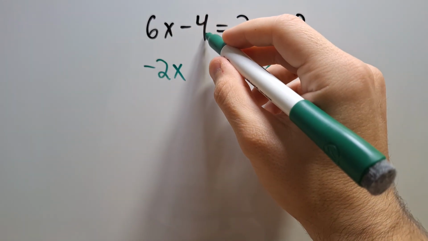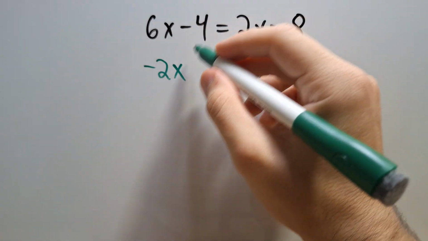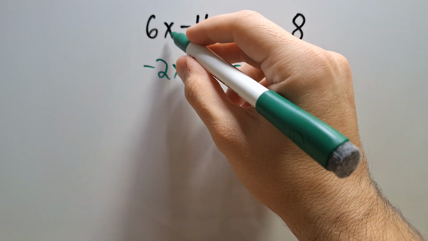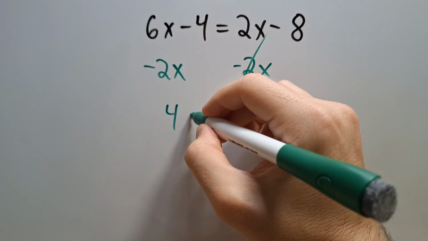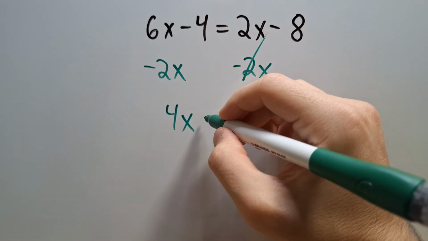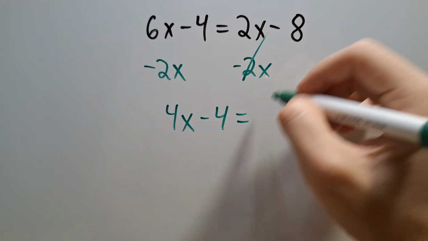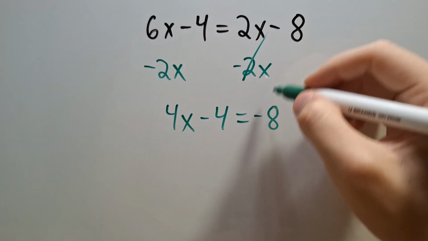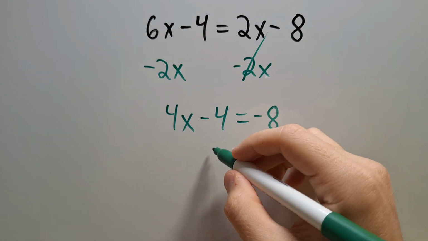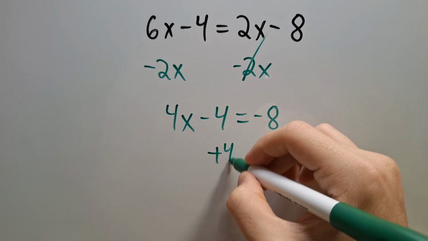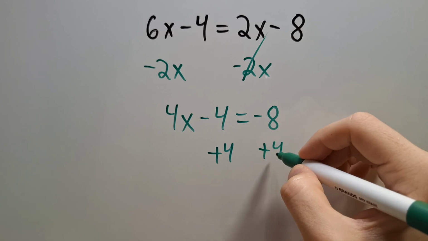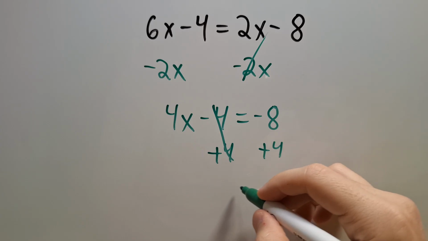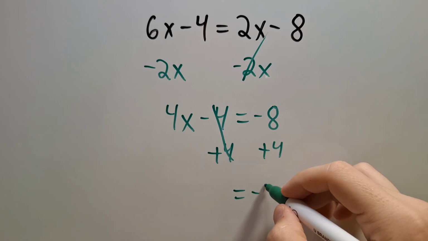Now remember, 4 and this negative 2x are not like terms, so we're only going to subtract 2x from 6x. It's still positive, so it'll be 4x. Bring down the minus 4. Equals negative 8. Because there's that minus sign there. Copy and paste. Next thing we do is add. This cancels out. Negative 8 plus 4 is negative 4.